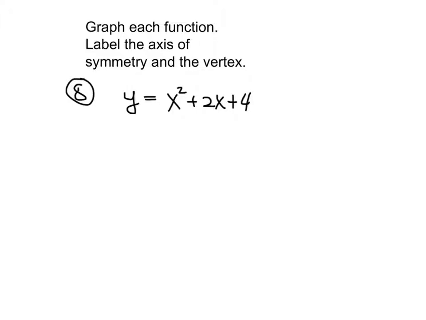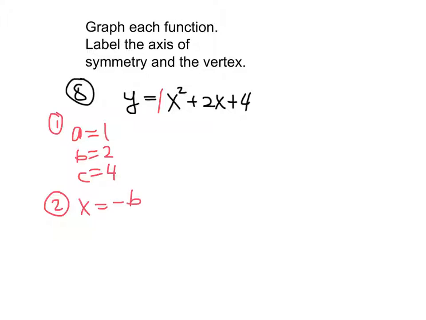In this problem, we have to graph the parabola, label the axis of symmetry, and the vertex. So graphing the parabola like normal, the first step is to find your a, b, and c values. Those are the coefficients of the equation, which are 1, 2, and 4. Next, we have to calculate x equals negative b all divided by 2a. So for this problem, negative b, b is 2, so negative 2, and 2 times 1 is 2. So negative 2 divided by 2 equals negative 1.